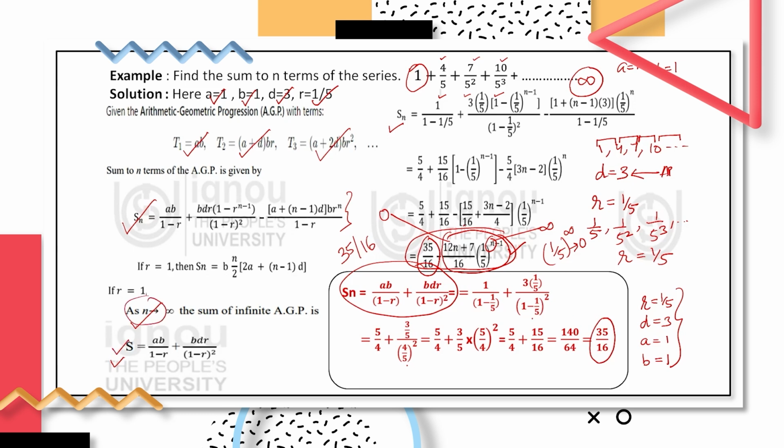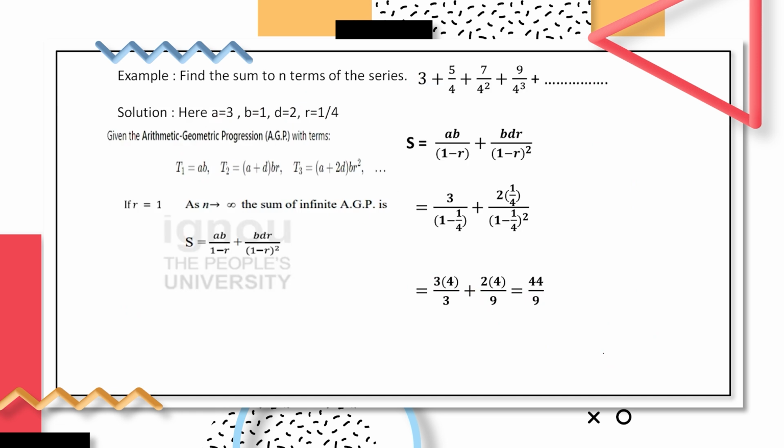So, either way, whether you apply this formula or the formula where n tends to infinity, you will get the same answer. Because 1 by 5 is a small number, and to the power infinity it tends to 0. Hence, the final result by applying this formula was 35 by 16, and with the modified formula for n tending to infinity, we get the same result, 35 by 16. I hope you understand this. Now, thereafter, let's solve one more example.